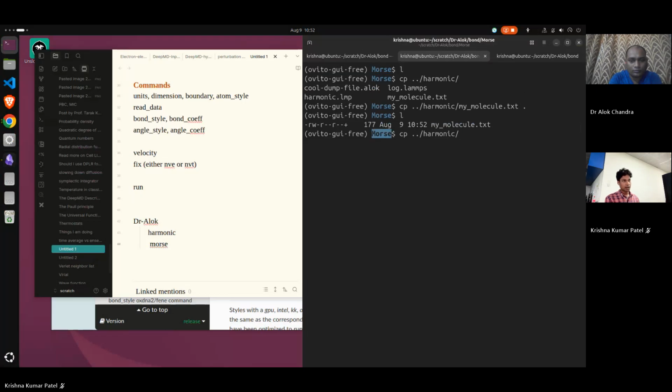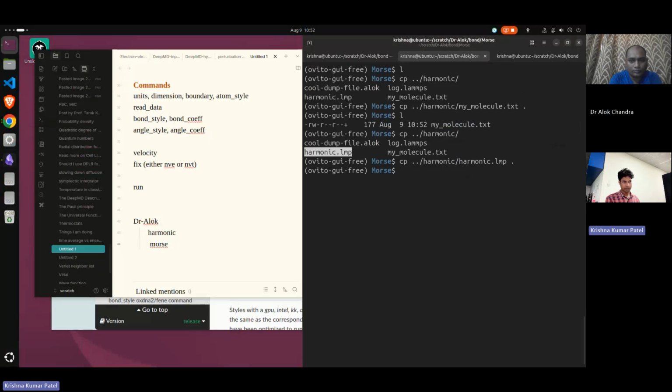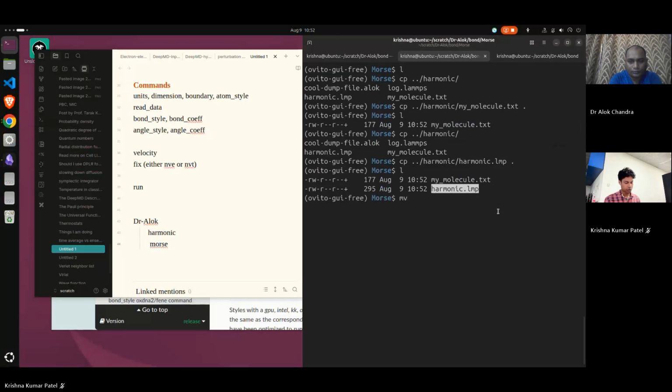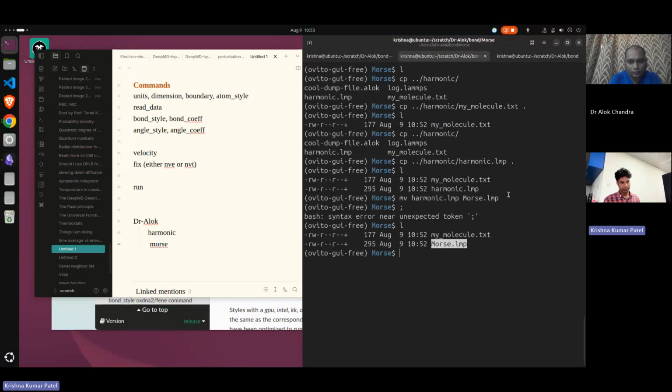Okay, let's see, we got my molecule. This is the file that we need to copy to current directory. There it is. Now we have both of them, right? Also, I'm going to rename this to Morse. Yeah, let's just keep it small. No, probably not a good idea. Morse.lmp. Harmonic. Yeah. So what happens is move the contents of this file into this basically. And now we have only Morse. So that represents correct name at least.